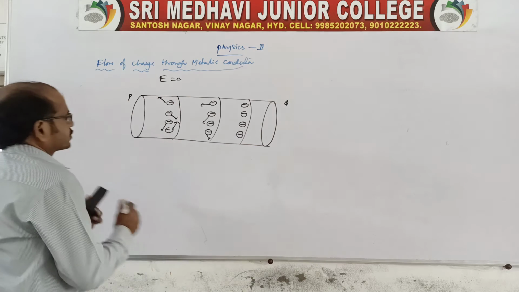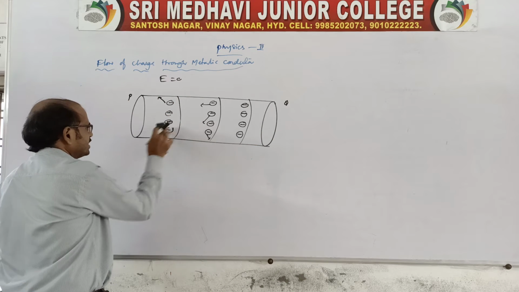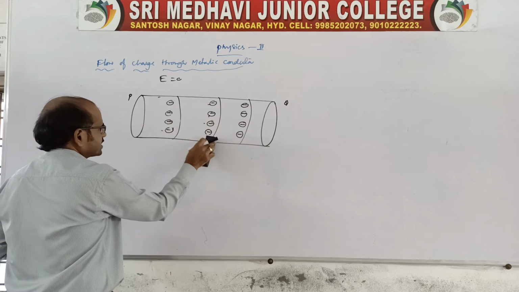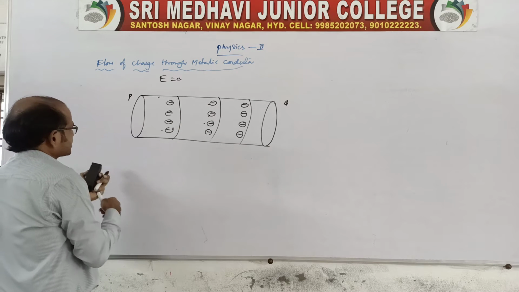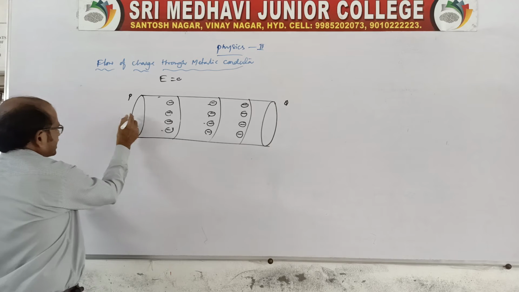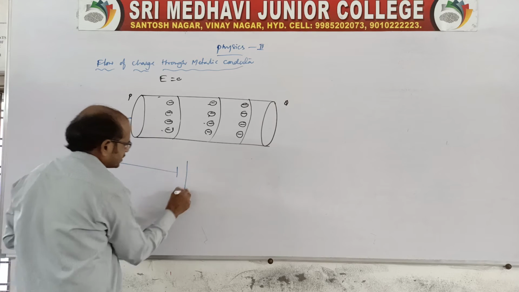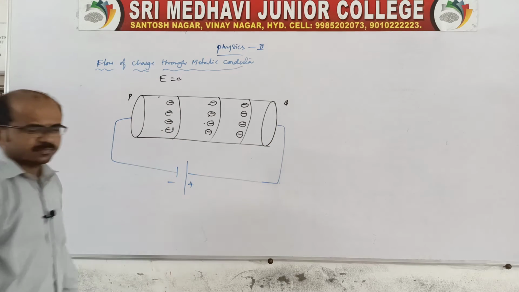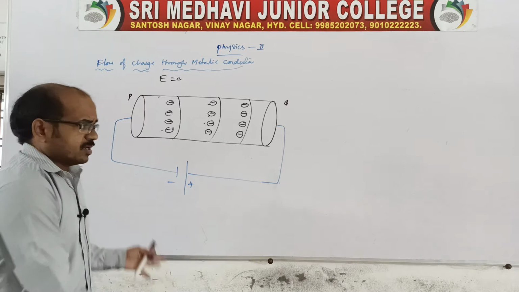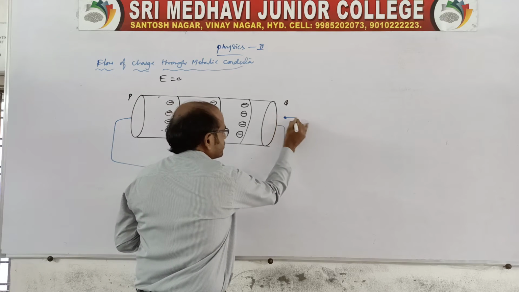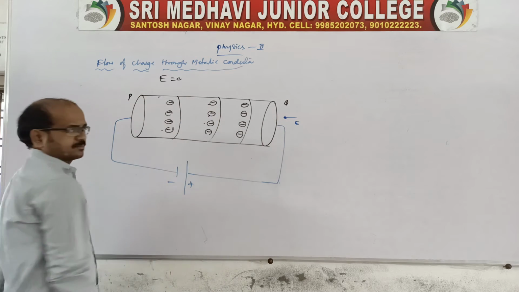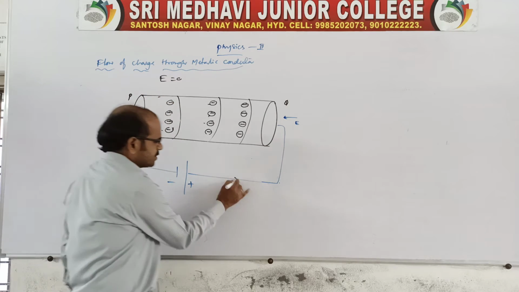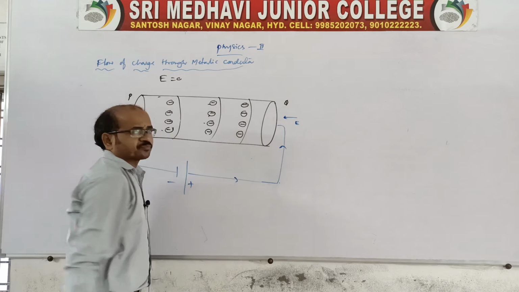Now let us move to the next one. If an electric field intensity is applied, let us connect one battery of EMF, with positive and negative terminals applied. So when an electric field intensity is applied from Q to P, from right to left, positive charges move towards the conductor.